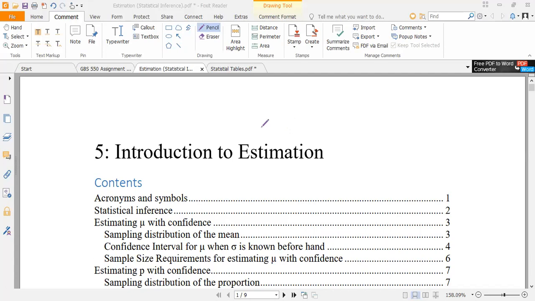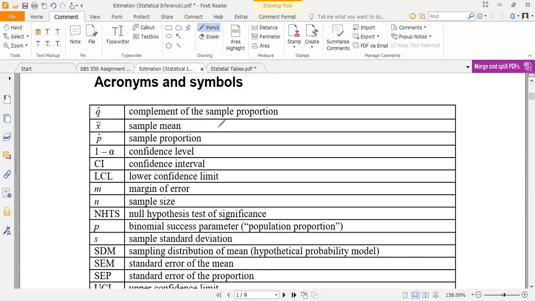Welcome to our class on estimation and sampling. Estimation and sampling is important, but before we go any further, we need to understand a few parameters that are involved under estimation and sampling. To start with, there are symbols that we need to be conversant with.